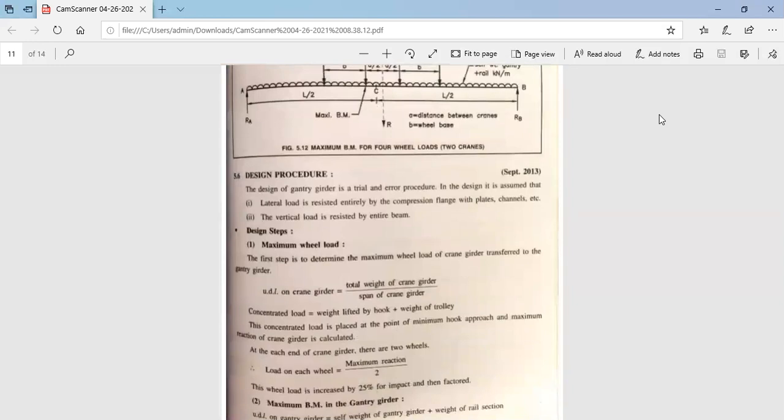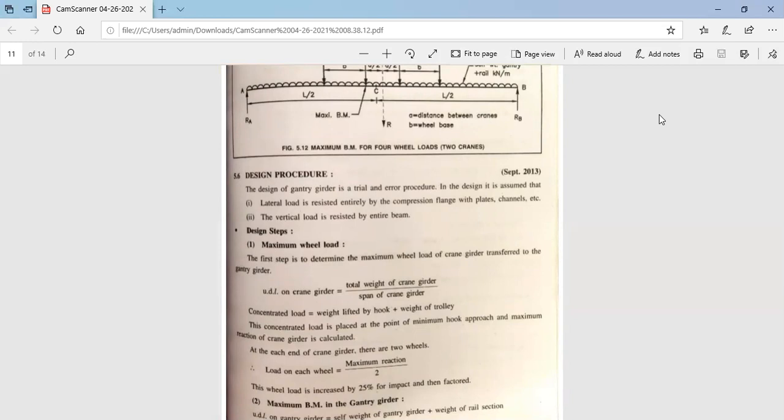The design of a gantry girder is a trial and error procedure. In the design, it is assumed that the lateral load is resisted entirely by the compression flange with the plates, channels, etc., and the vertical load is resisted by the entire beam. The first design step is the maximum wheel load. To determine the maximum wheel load of the crane girder which is transferred to the gantry girder, the equation is the total weight of the crane girder divided by the span of the crane girder.